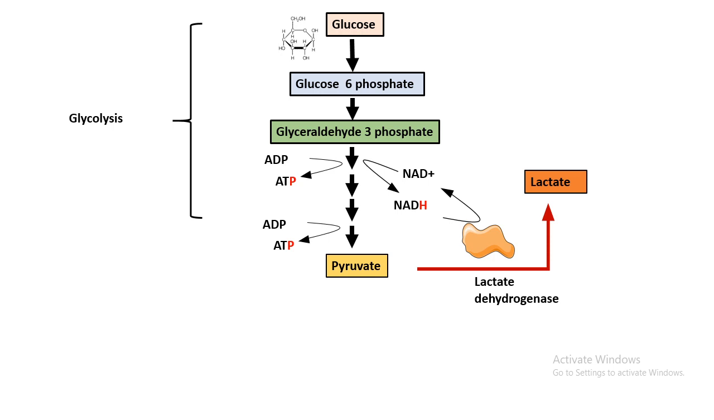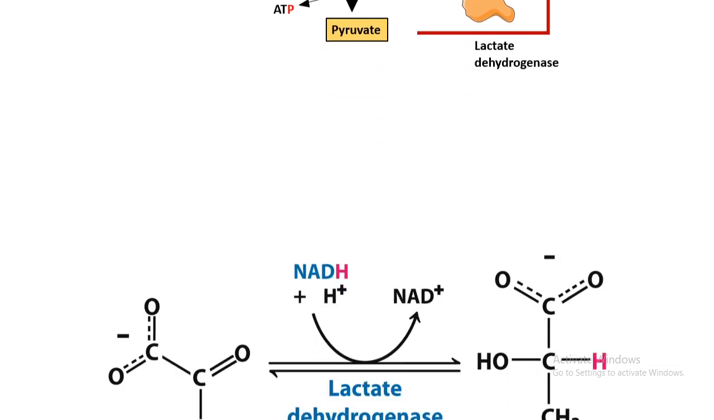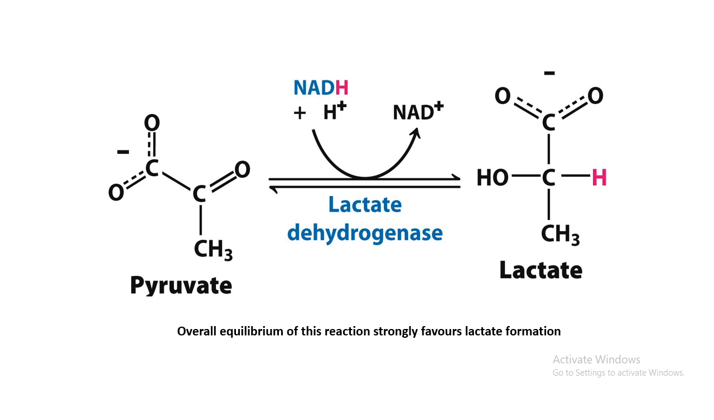The sole goal of the lactate fermentation process is not to generate lactate, because eventually lactate would be converted to pyruvate. But the sole goal of lactate fermentation is to regenerate NAD+. And this is very important. And the key enzyme that helps in this process is lactate dehydrogenase. So let us talk about lactate dehydrogenase a bit.